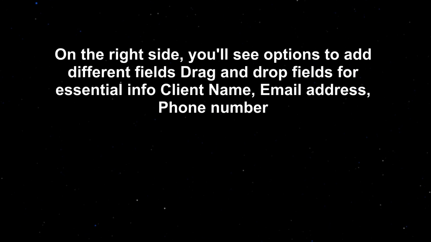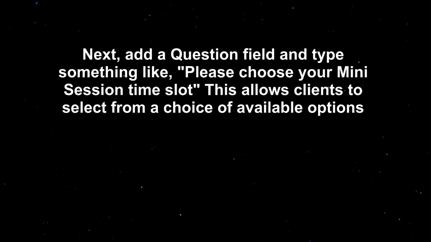On the right side, you'll see options to add different fields. Drag and drop fields for essential info: client name, email address, phone number. Next, add a question field and type something like, "Please choose your mini session time slot." This allows clients to select from a choice of available options.